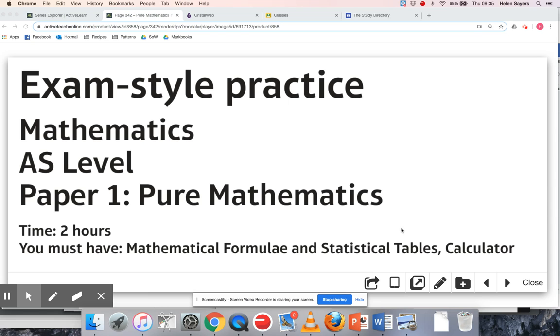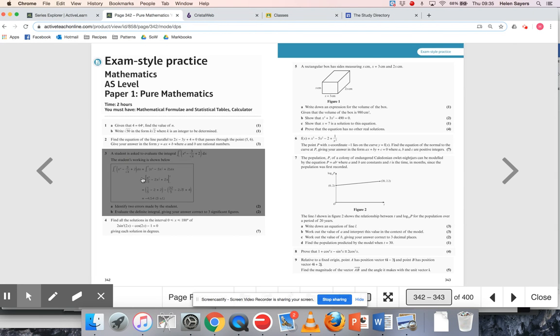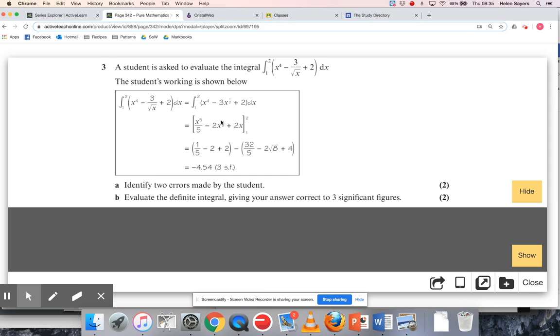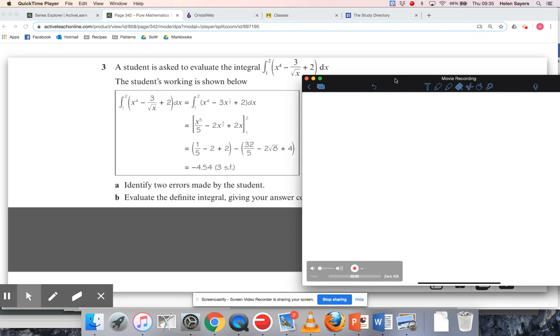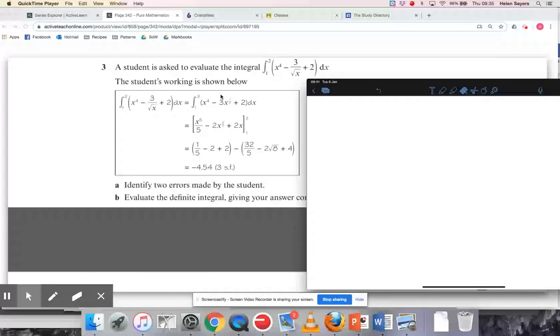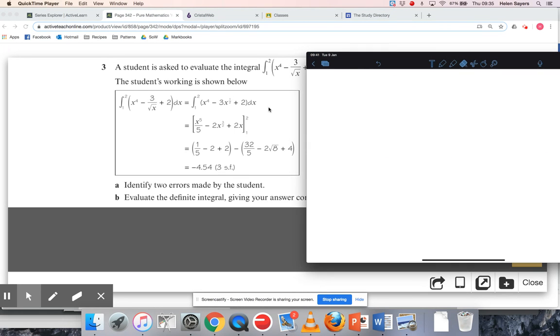Okay, so we're looking at the exam style practice paper from the textbook, and we're on question 3. We're asked to identify 2 mistakes made by the student. So the best way to make sure you've definitely answered a question like this, because we've seen these come up before where you're asked to spot the errors, is to sort of, so on this one, they haven't given us any reference to what's happening at each stage.